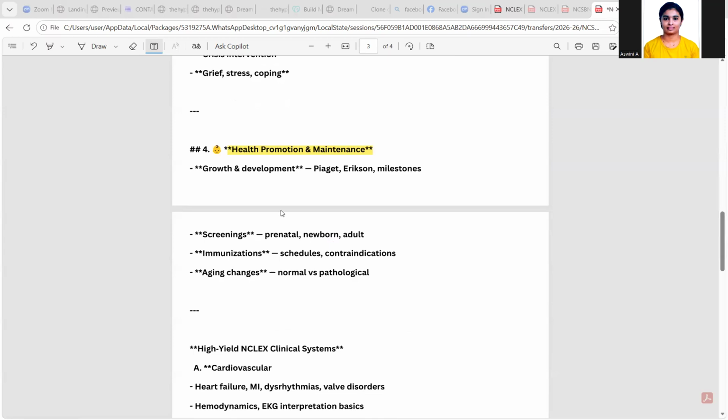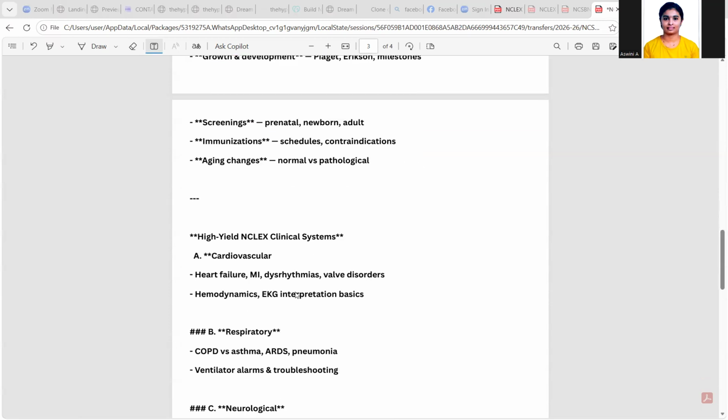And growth milestones, or growth and development, screening tests, immunization, and aging. That means some changes are normal in our newborn period, and they can be abnormal when we come to the adult stage. For example, in newborns, after 3 days if there is an elevated bilirubin, that can be a normal jaundice, a physiological jaundice. But if the child is born with jaundice, that is pathological. Like that we have to identify what are the normal changes and what are the abnormal findings.